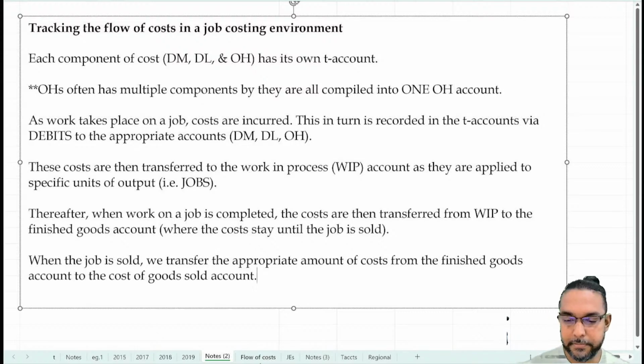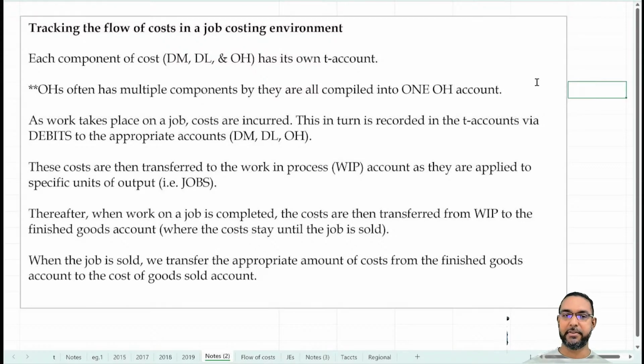I'll send this in the chat as well. Remember how I said a picture paints 1,000 words? Well, this is the 1,000 words. I mean, there's nowhere near 1,000 words, maybe a couple hundred.